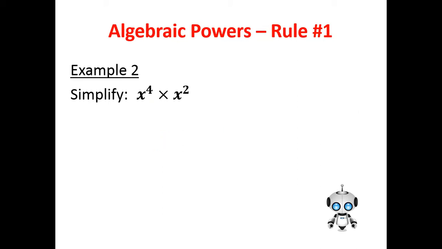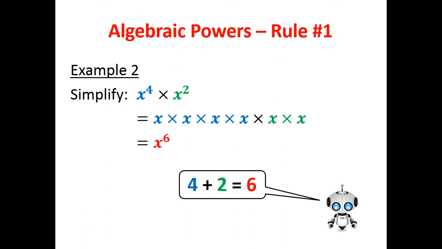Example 2. x to the power of 4 multiplied by x to the power of 2. Well, x to the power of 4 means x times x times x times x, and we're multiplying this by x squared, which is x times x, so altogether we have x to the power of 6. And once again, a quicker way of working this out would have been to take the 4 plus the 2 to make 6 and have x to the power of 6.